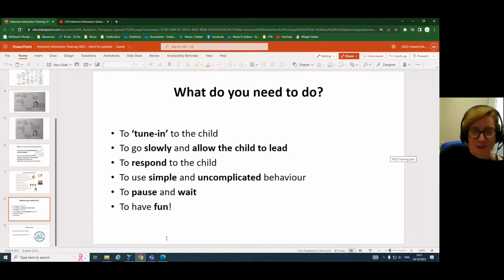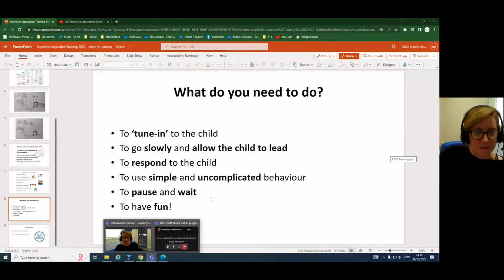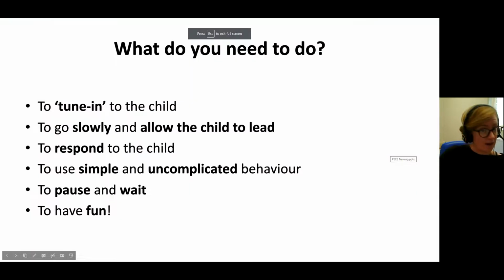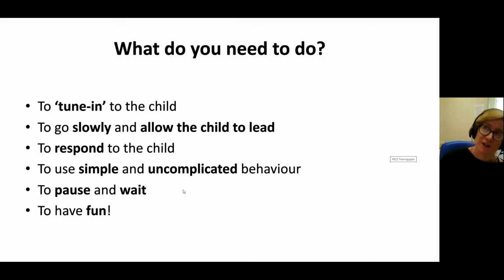Lovely. So that's the first part of this video series of Sasha. And as the person commentating said, Rihanna was really good at tuning in to Sasha. So she was tuning in, she was going really slowly. There were parts where she had to wait for a really long time. So in terms of pausing and waiting, when Sasha was looking away, zoning out a little bit, and then coming back to the interaction.